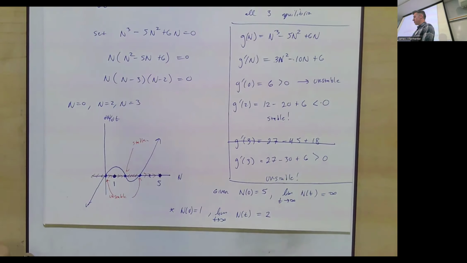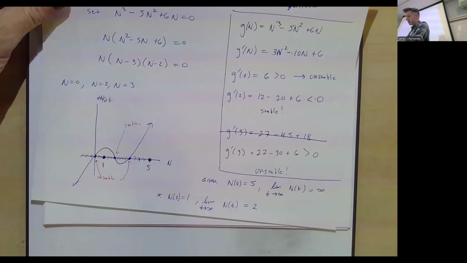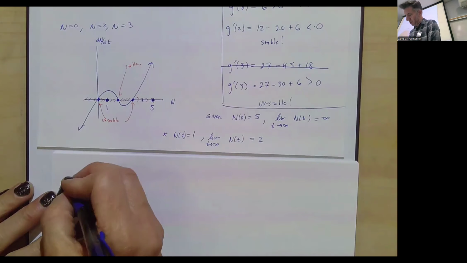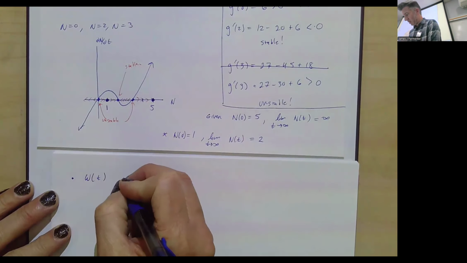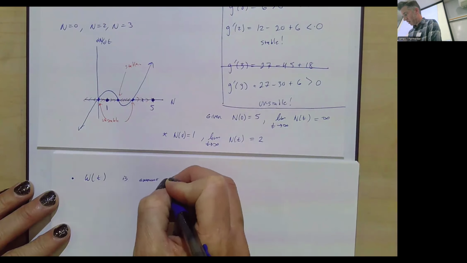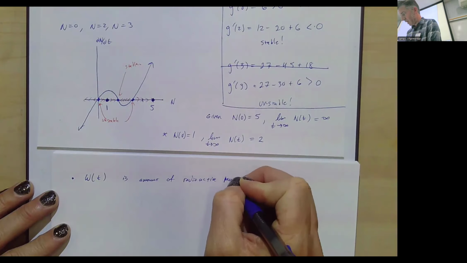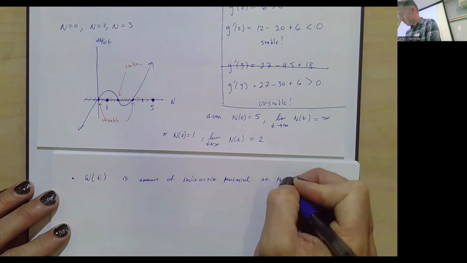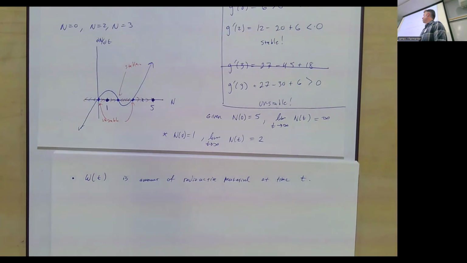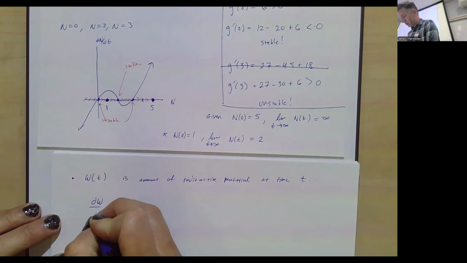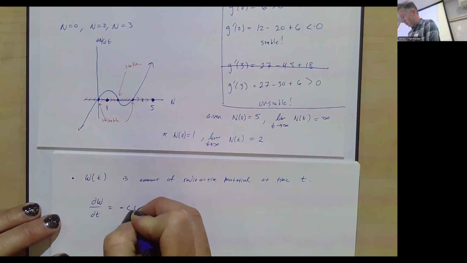All right, let's look at that wordy question over there. So what's that say here? Assume W of T denotes the amount of radioactive material in a substance at time T. Cool. W of T is the amount of radioactive material at time T. Radioactive decay is then described by the differential equation dW/dt equal to negative C times W. You don't really need the negative there, but it's fine.